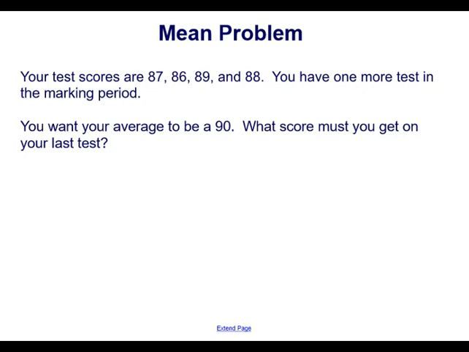Let's try another problem. Here we have your test scores are 87, 86, 89, and 88. You have one more test in the marking period. You want your average or your mean score to be a 90. What score must you get on your last test? So you can guess and check or try to work backwards, but let's try to set up an equation to solve for that last test score.